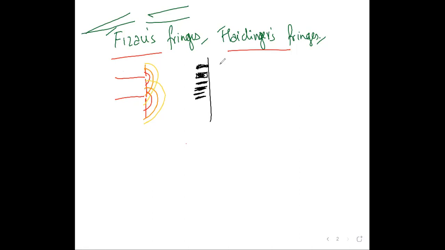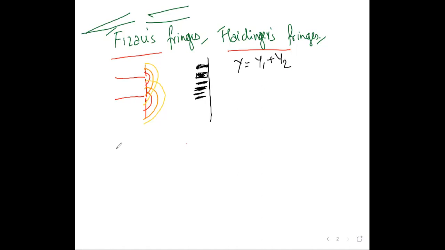Okay, superposition means mixing of two waves. So we have learned this, the resultant y is equal to y1 plus y2 and all those mathematics you did in your theory lectures. I'm not going in detail with the derivations. So there are two types of fringes actually. The first one here is Fizeau's fringes.